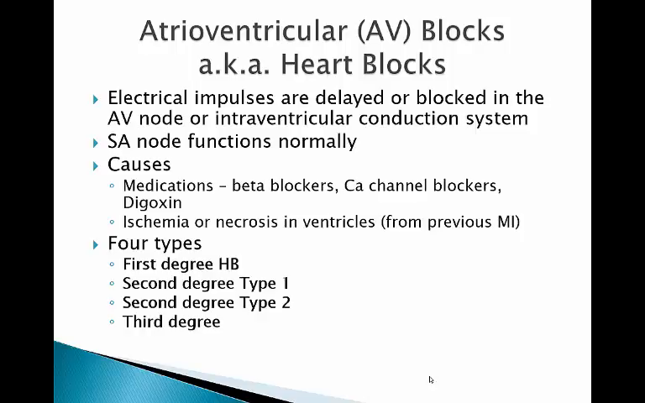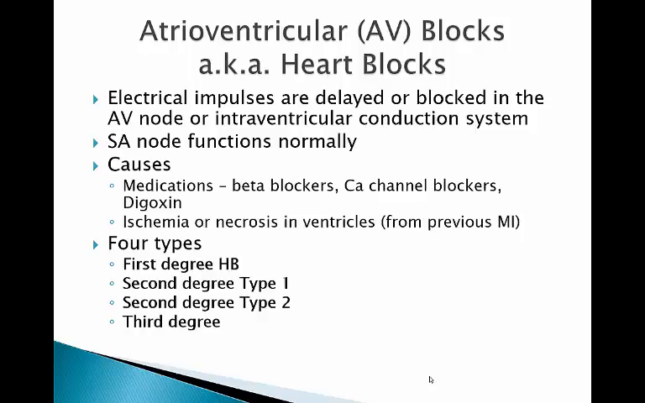Okay? So causes of AV blocks can be too much beta blocker or too much calcium channel blocker, okay, or DIG. You can have previous MI issues, and sometimes they just pop up. Right? And there are 4 types. There is first degree, second degree type 1, second degree type 2, and third degree.